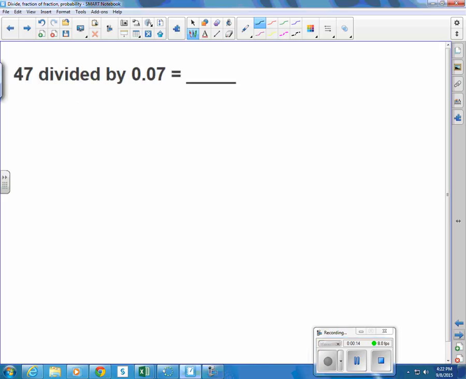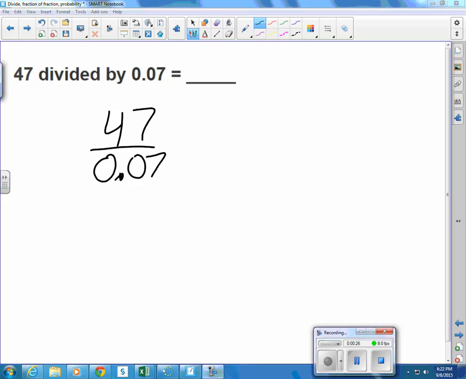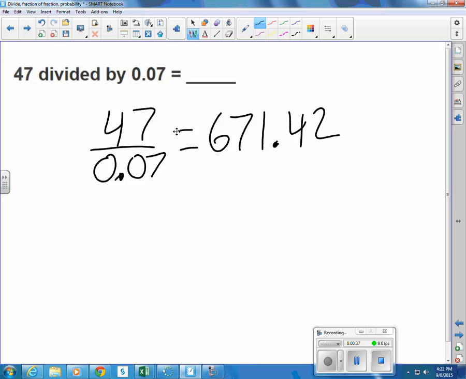47 divided by 0.07. So on your calculator you would say 47, you divide that by 0.07. That turns out to be 671. Well, that's going to be 0.1 or 0.42. So depending on how accurate they want you to be, it's probably 671 is close enough.